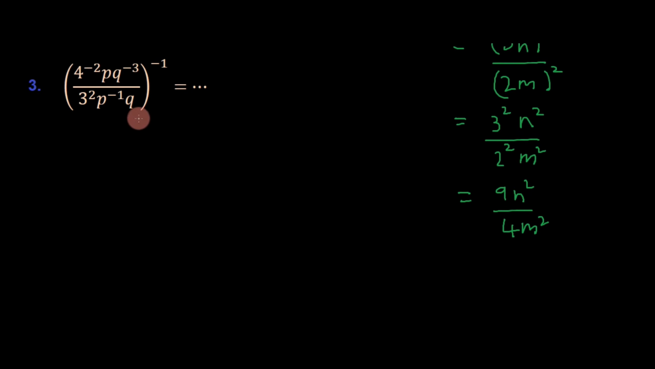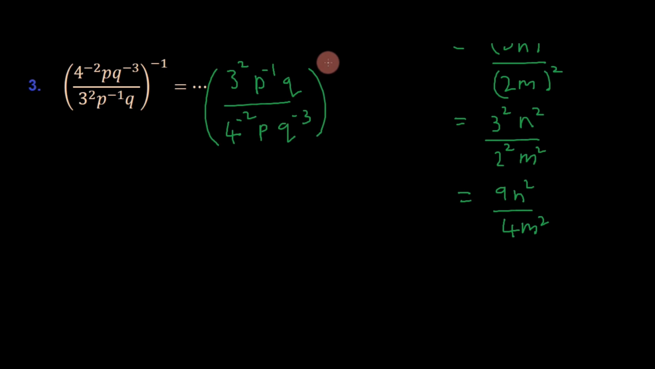Let's look at number 3. We have a choice as to how we can start here. We could first simplify inside the brackets or straight away apply law 7 at the beginning. So let's do that. So I'm going to invert the fraction. And of course the power becomes positive and it's to the +1.